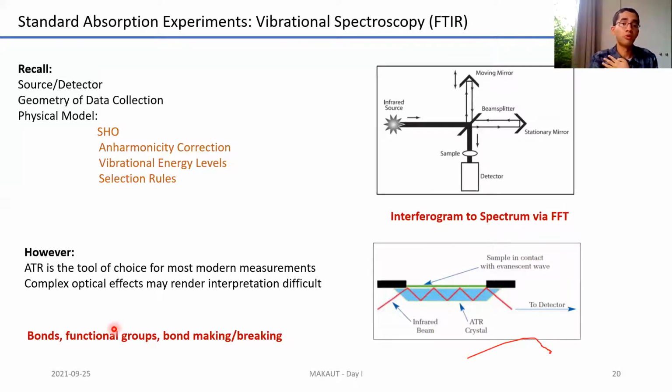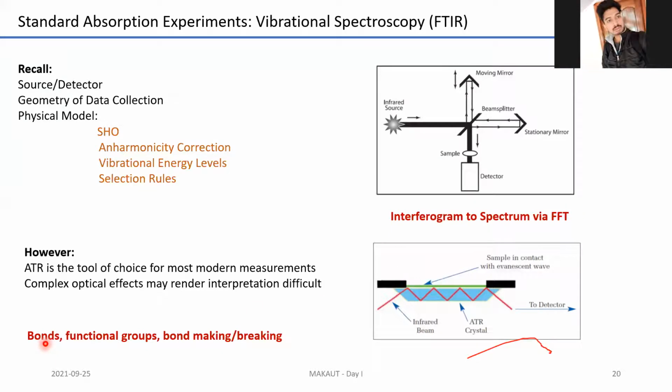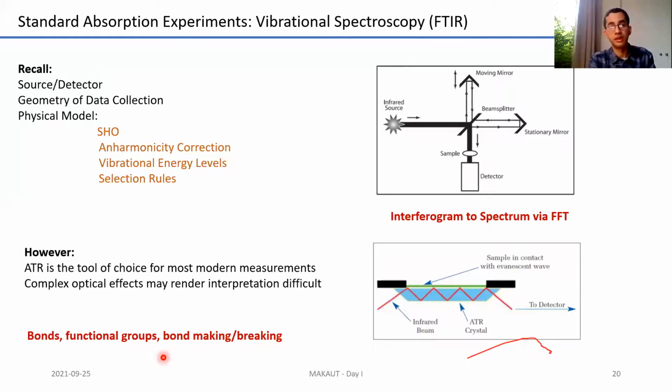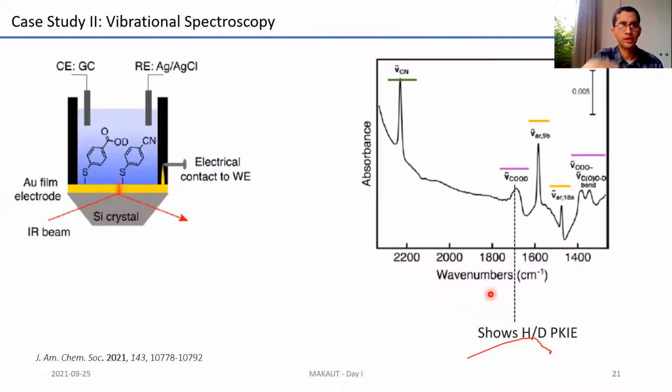It is used to probe bonds and vibrations, and also bond making and bond breaking. Keep in mind that vibrational energy levels are closely spaced compared to electronic energy levels, so they require IR energy, which is lower in energy compared to UV visible, which is higher in energy. And ATR is the sort of modern tool of choice for doing IR spectrometry in most cases all over the world. Now, following this, I'll come to a quick case study.